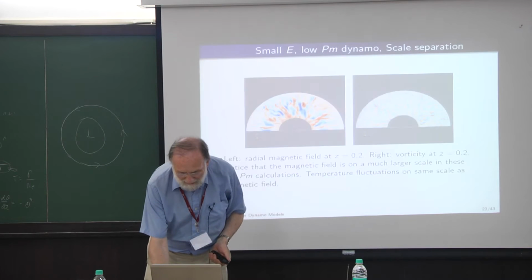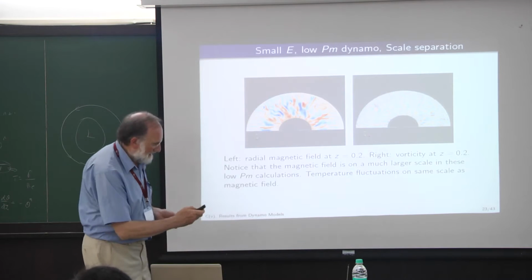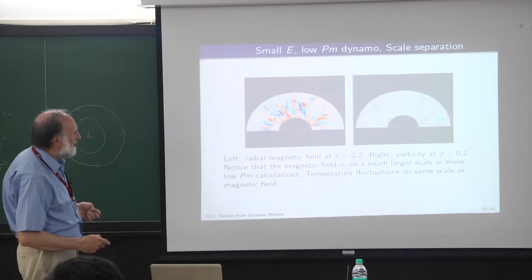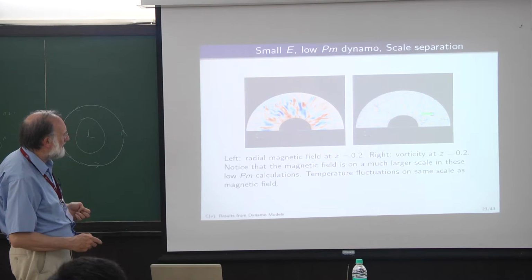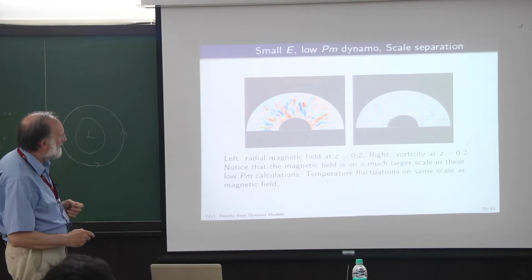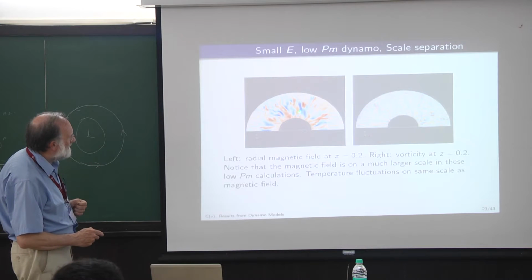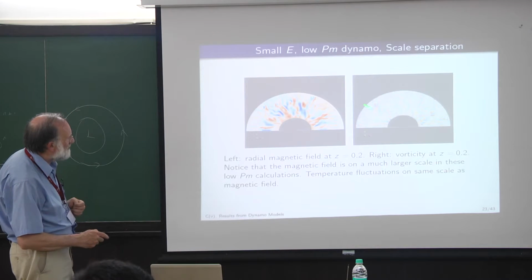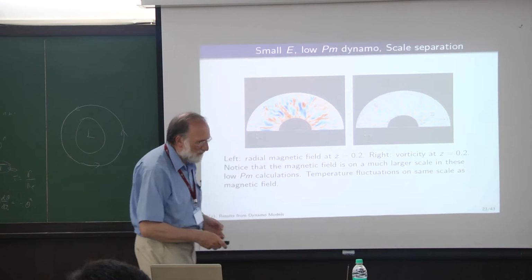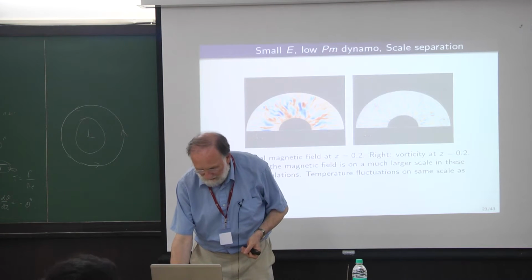So on the magnetic field, well, there's some scale separation beginning to show there. That's the vorticity pattern over there, and that's the magnetic field pattern there. It's still quite a mess, but nevertheless, you can see that it's on a much larger scale than that one, which is what you'd expect at low magnetic Prandtl number.